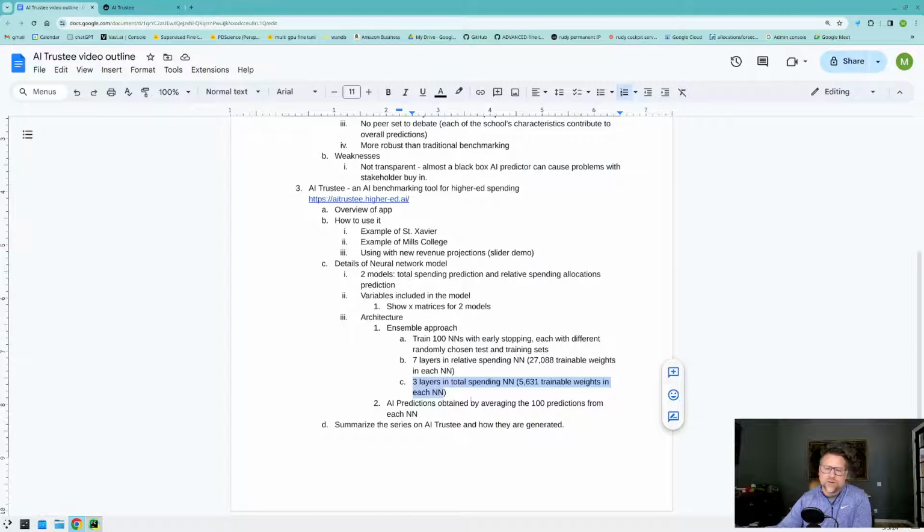Because really it just depends on how much your revenue is, right? Whatever your revenue is, pull your spending down a little bit below that is basically what the AI learned. All right, that's ideal. And that's what's normal for most schools. Of course, you have some that spend beyond their means, but that's not the norm. So that model has 5,631 trainable weights. And again, the predictions are produced by averaging all of the predictions from each neural network. There are 100 for each of the outcomes, so it does a lot of calculations in the background.